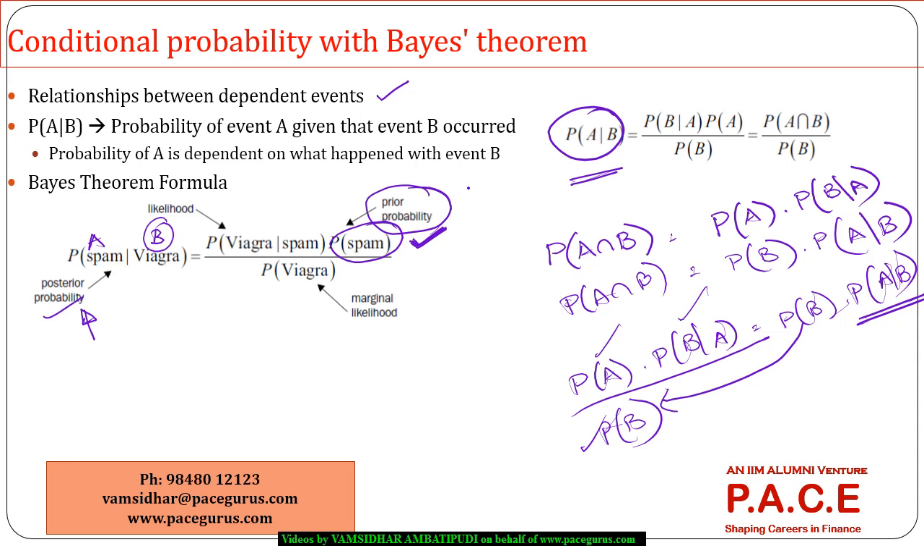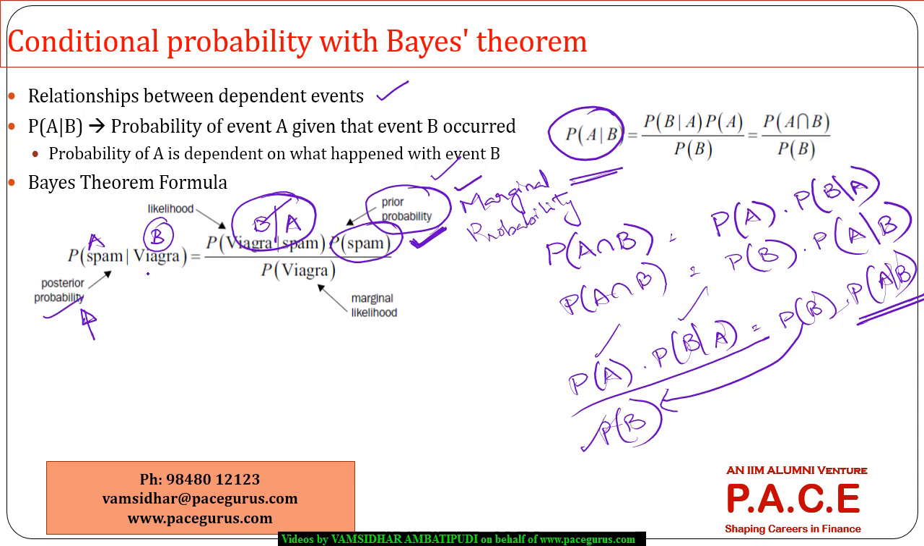Means without any information about the occurrence of B. So that is the marginal probability of A, which is obtained from my historical data. What is the marginal probability of occurrence of A, which is called a prior probability. Then we are talking about the likelihood. What is the probability that B occurs given A has already occurred?